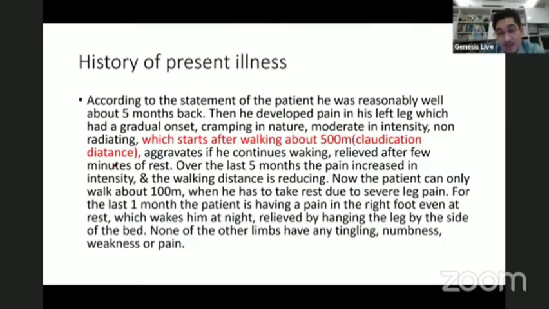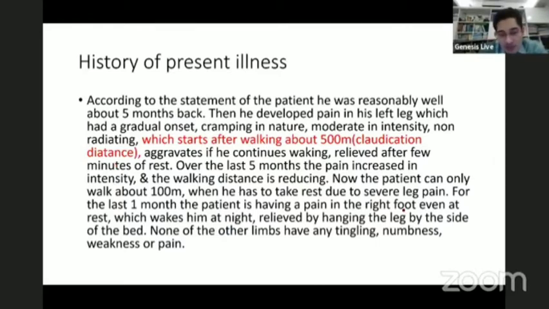The walking distance is also reducing, meaning the patient previously, maybe the claudication distance was 500 meters. Now it's reduced to 400, 300, maybe 100 meters. Now the patient can only walk about 100 meters before he has to take rest due to severe leg pain. The intensity of the pain has also increased from moderate to severe.